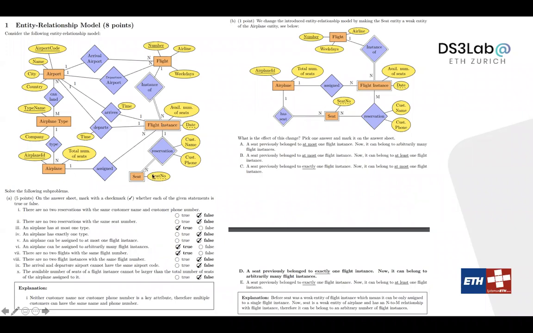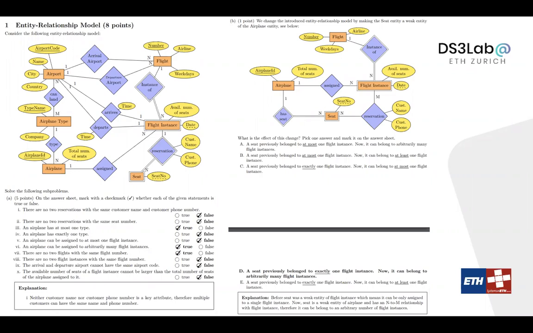So you can have the weak key. And then you have a flight instance, which is another weak entity that depends on flight. There's a whole bunch of relationships between them, cardinality constraints, and so on and so forth. So it might look very intimidating, but once you know all the concepts, you should be able to read it. Just be careful.